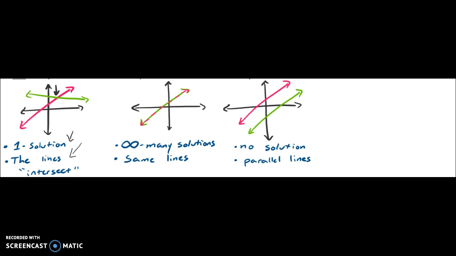In the second one, the green line is above the pink line. So they're going to be touching at all of these tiny little spots here. And since the arrows mean forever, they're going to have infinitely many solutions. And we see that they're just the same lines. And for the last one, these two lines will go on forever, never touching. So we say there's no solutions because the lines are parallel.